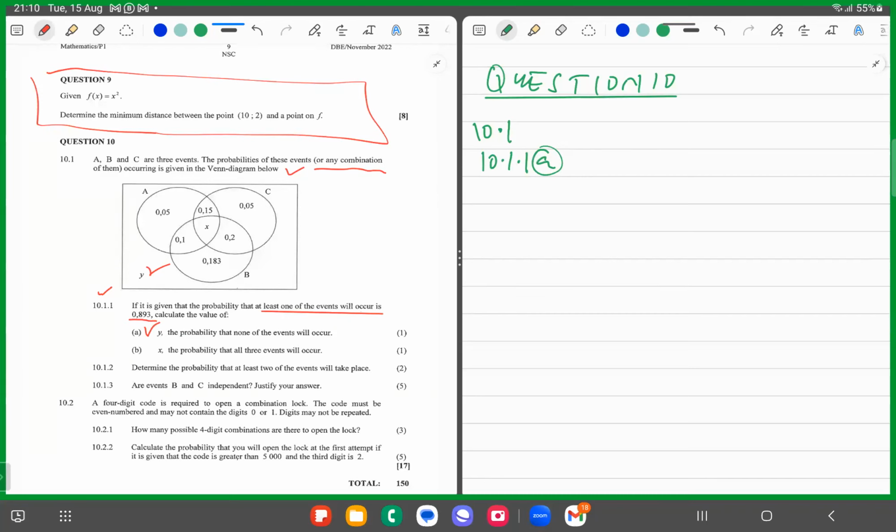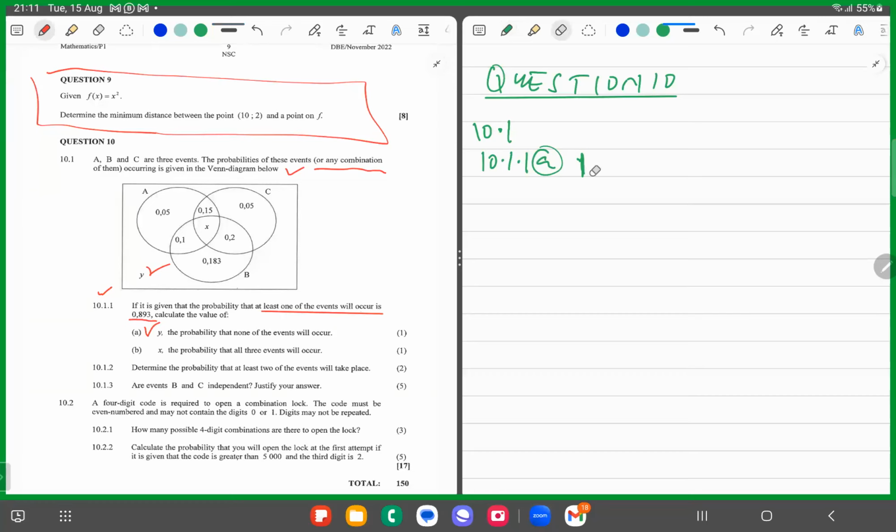So these are the events A, B, and C. If none of the events will occur, you'll have to say it is the following. It will therefore be the probability of everything.